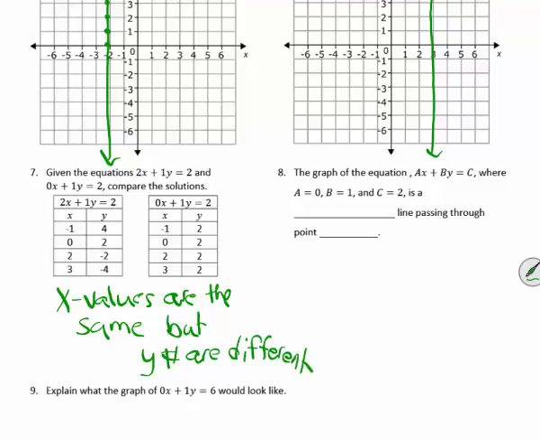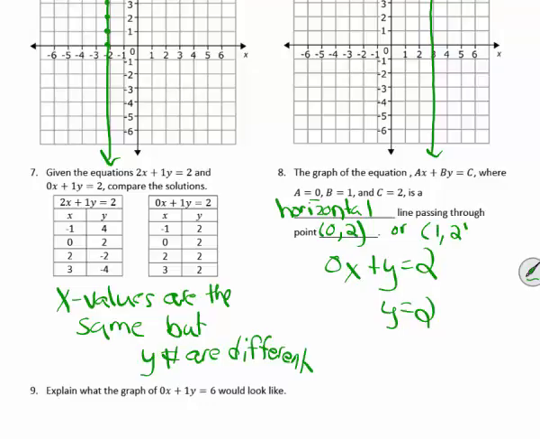So let's see what this one's going to look like. So here, I'm going to put in 0 for a, so that means no x's, 0x, plus y equals 2. So that's y equals 2. So this is a horizontal line passing through the point, and it can be any point that has y as a 2. So I'm going to do 0, 2. You could do 1, 2. You could do 2, 2, 3, 2, so on and so forth.